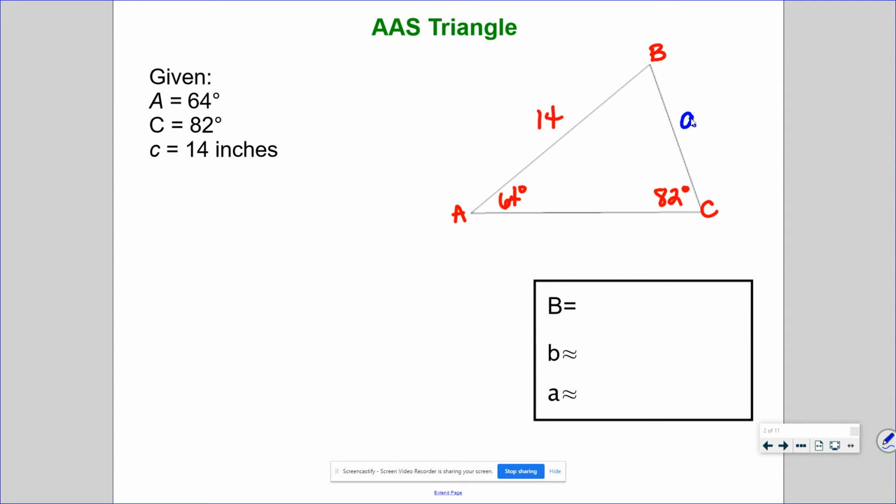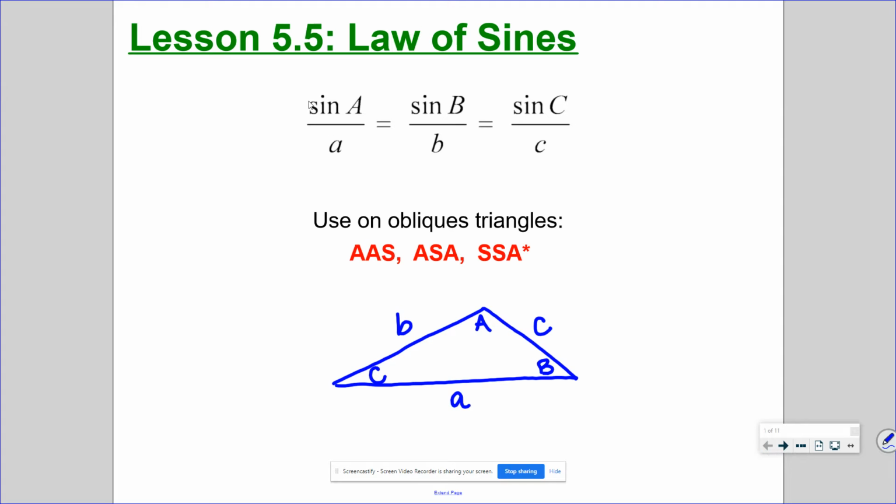So I'll go with blue. This would be side a. And our formula consists of three fractions. You will only use two in each of your computations. So maybe I need to use sine A over a and then sine C over c. So I'm going to create a proportion with this fraction equal to this fraction, okay? You pick and choose what you need at that time.